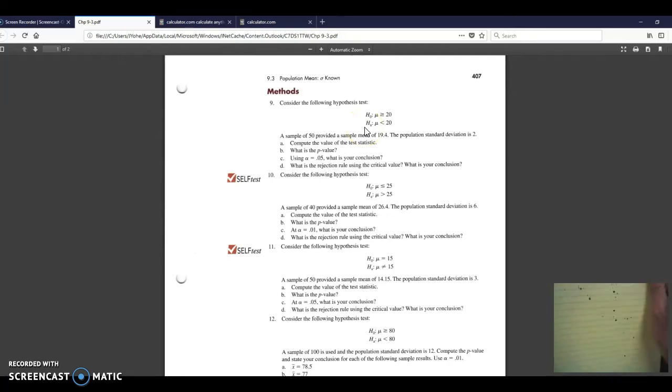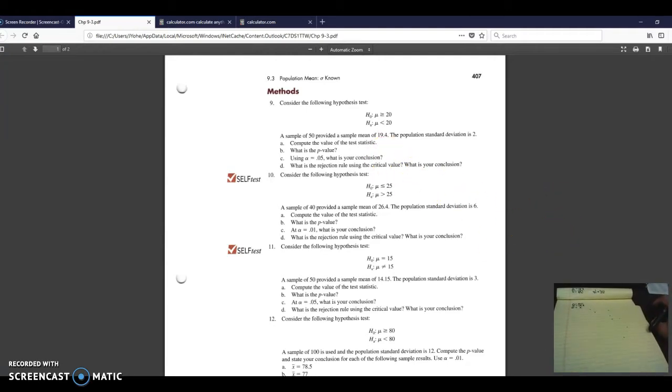Hold that up so you can see it. n is equal to 50. We have a sample mean, x bar is our sample mean, of 19.4, and a standard deviation of 2. Put that on there so you can see it.